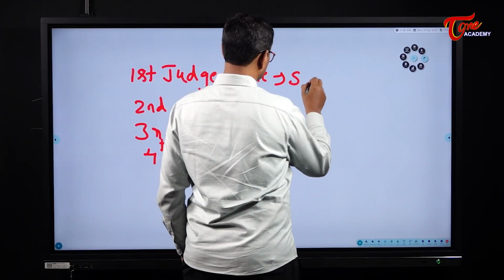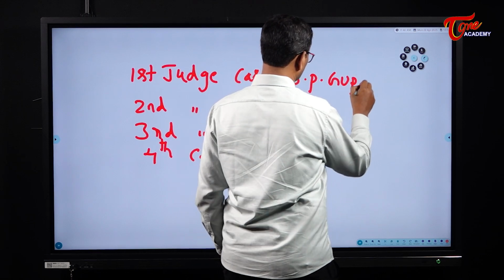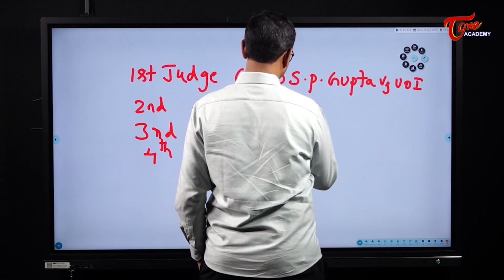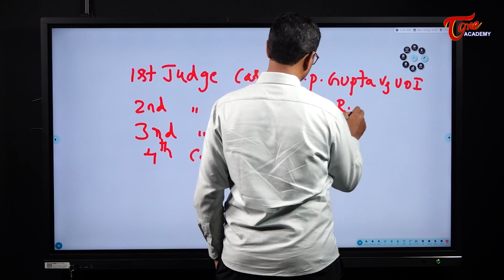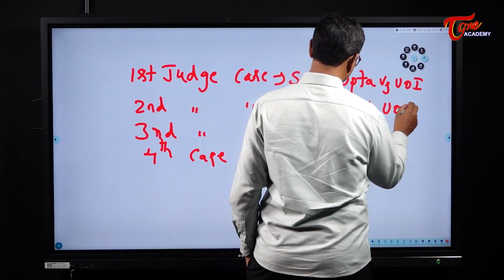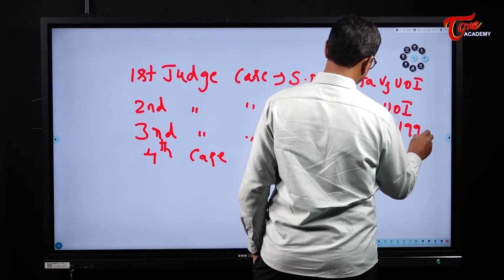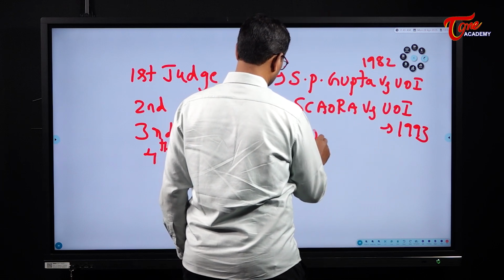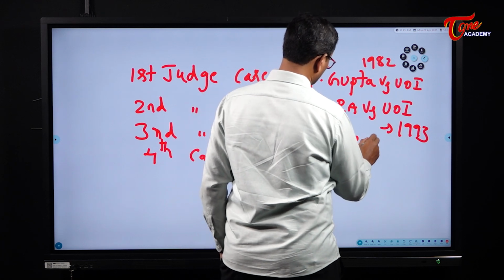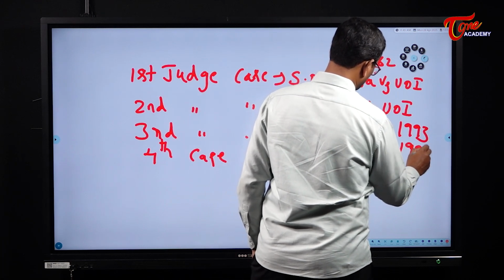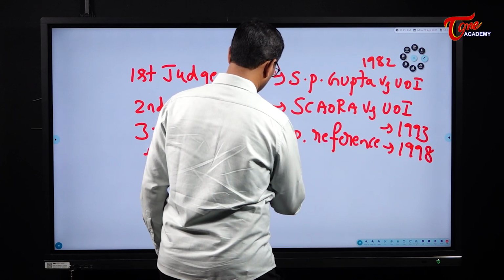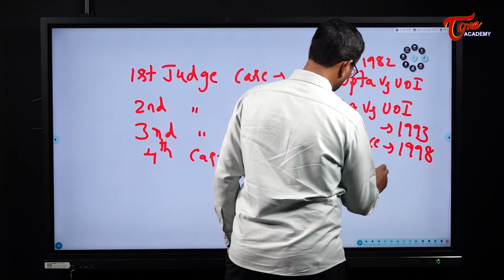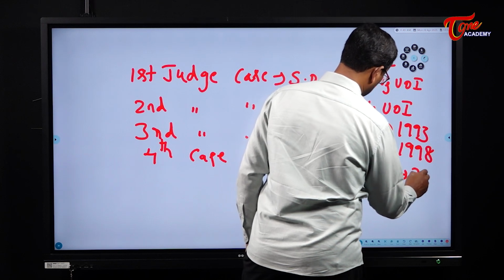So this first judge case is also called SP Gupta versus Union of India. This was in 1982. The second judge case is called the Supreme Court Advocates on Record Association versus Union of India. This was in 1993. The next one is the Presidential Reference Case, this was in 1998. The fourth one is again Supreme Court Advocates on Record Association versus Union of India, 2015.